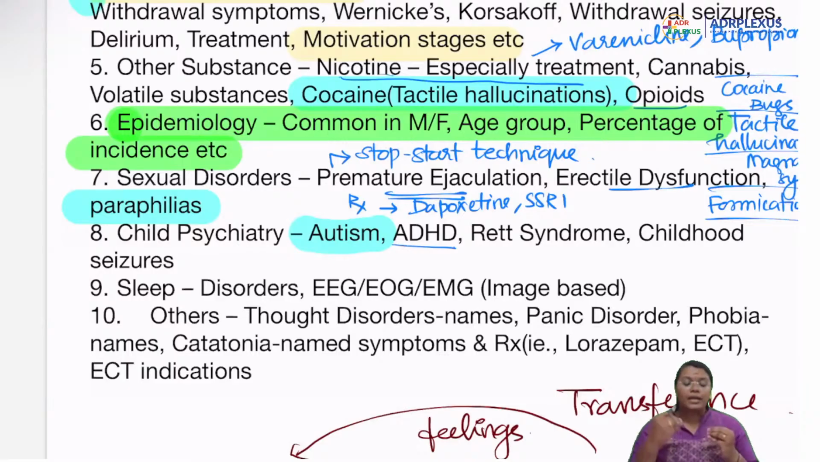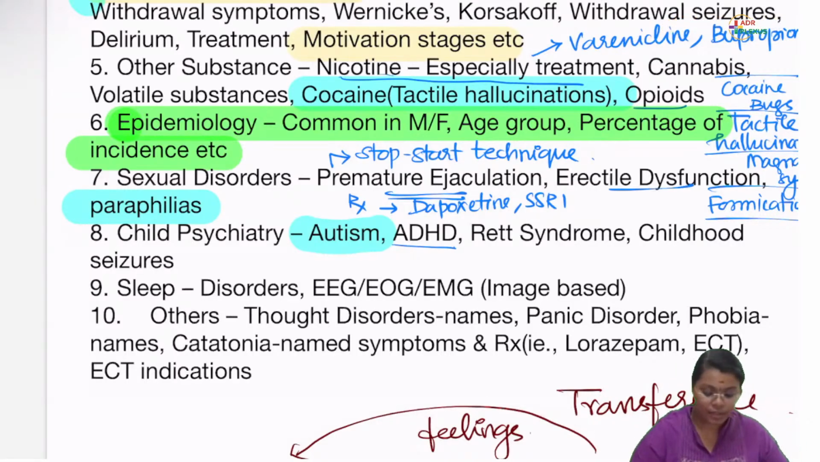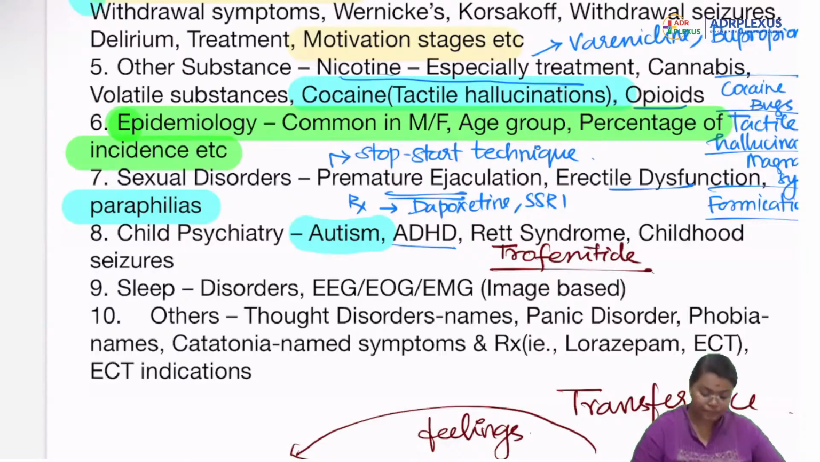Rett syndrome. Rett syndrome is a subtype of autism seen in female children where there is normal development till 6 months of age and then there is regression of milestones. Why is Rett syndrome important? Because there is this new drug trofinetide which is approved for Rett syndrome, and it was asked in a question.